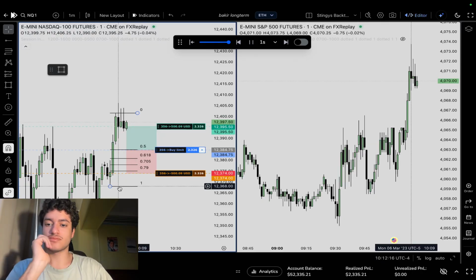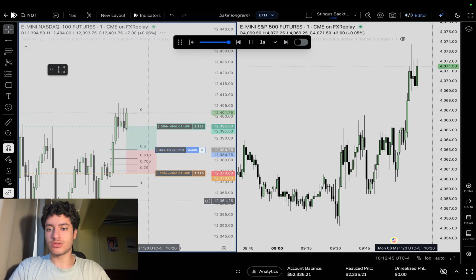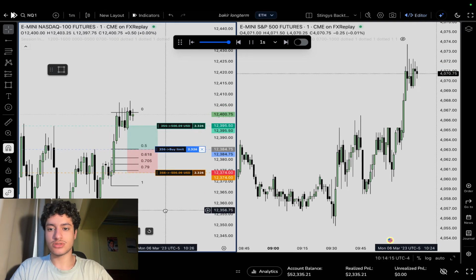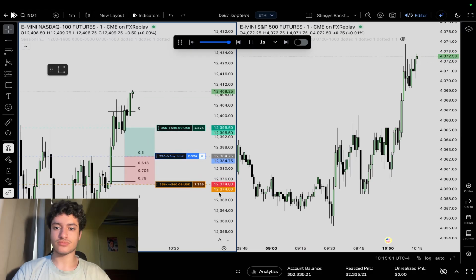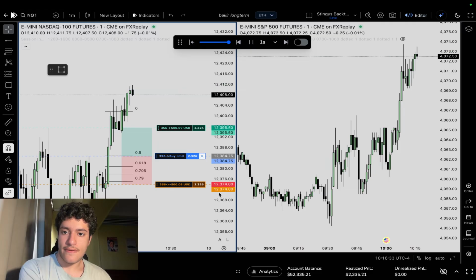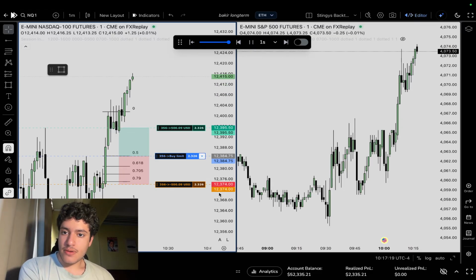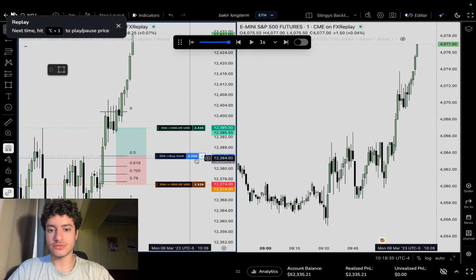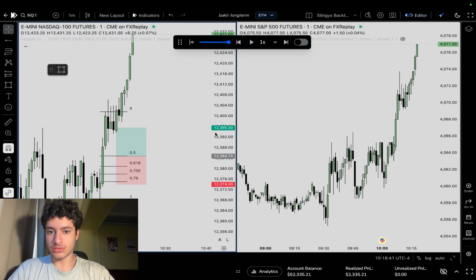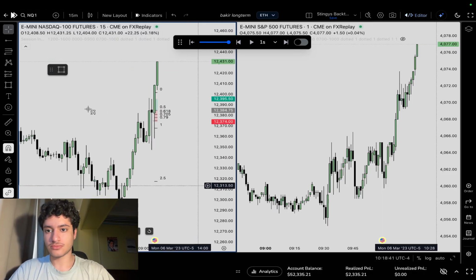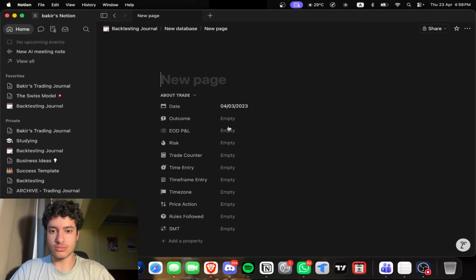Some accumulation on a 15 seconds accumulation, so we should manipulate lower here if it wants to. Okay, yeah, it doesn't want to. Alright, that's fine. Let's take a screenshot of this. Bang. No trade.